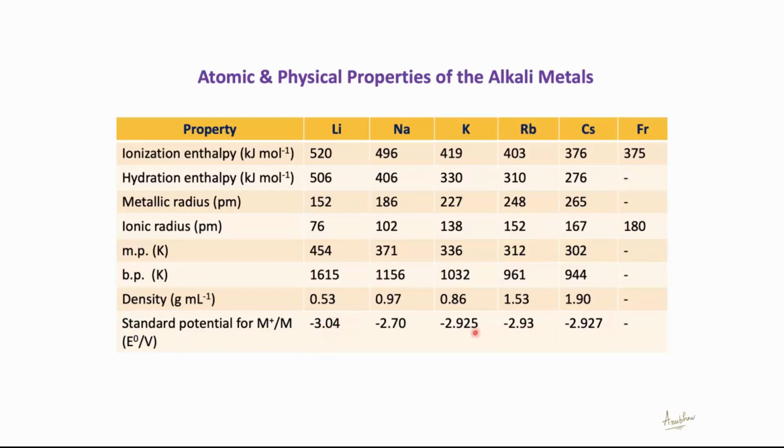You see here in case of potassium, rubidium or cesium, the values are comparable to one another. So they are approximately the same. But in case of sodium, you see the value is the lowest one. Sodium is the least powerful reducing agent among all the alkali metals, and lithium is the strongest reducing agent among all the alkali metals.